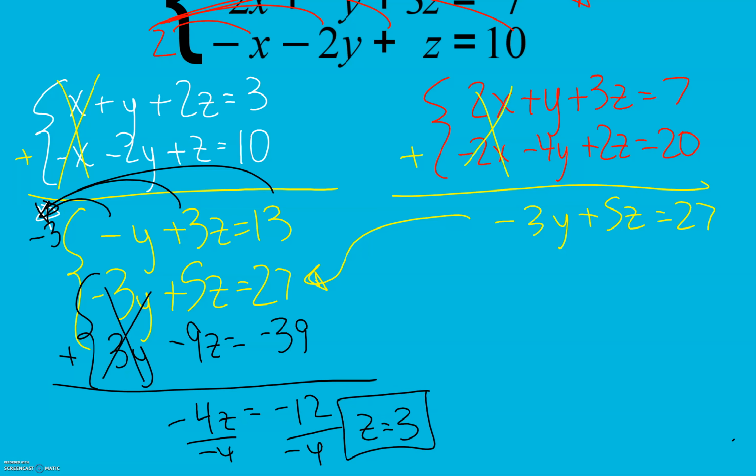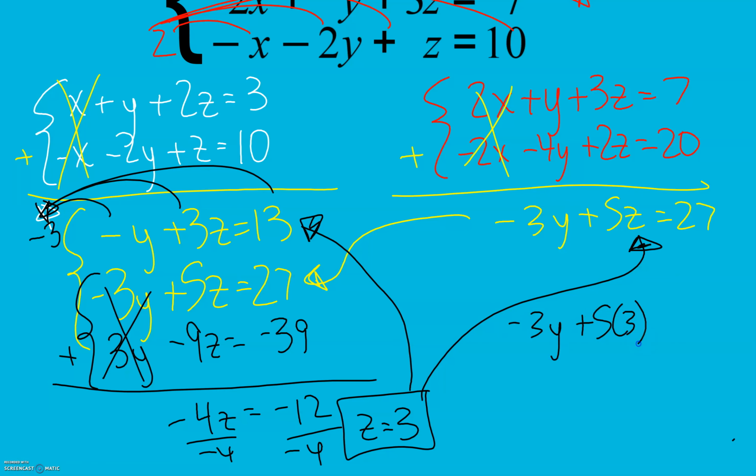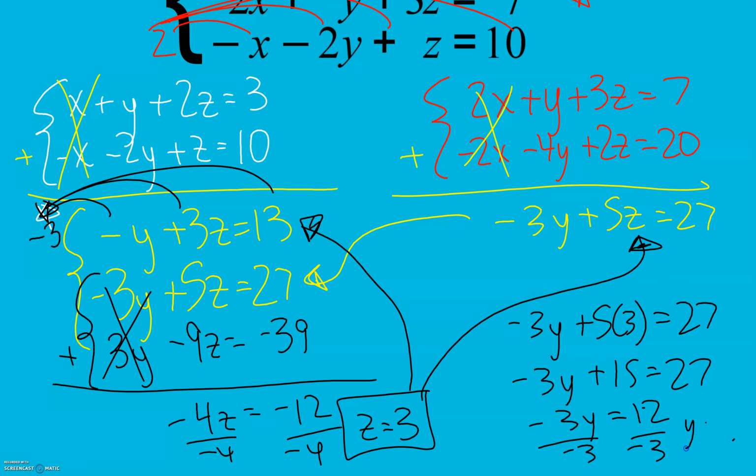Once I have one variable, I plug it into any equation that has that variable and just one other variable. So I'm going to plug it in over here for z. I also could have plugged it in here for z, but I just have room on my right side. So -3y plus 5 times 3 for z equals 27. Solve for y, adding and subtracting first, then divide, and I get -4.